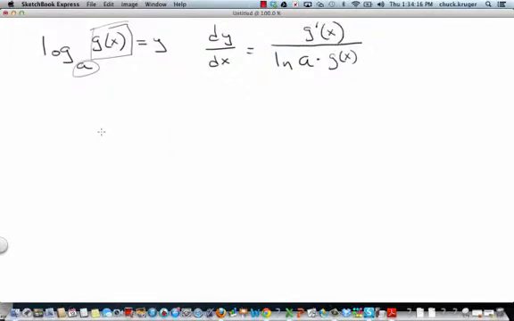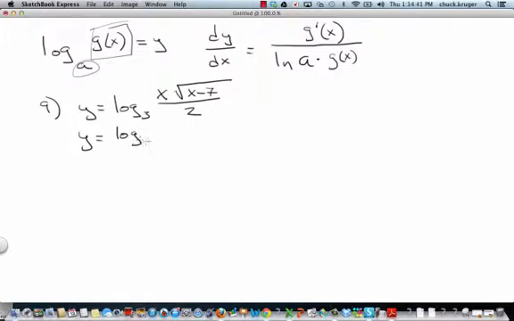So if I take a look at the next problem, number 9, I have y equals the log base 3 of x times the square root of x minus 7 over 2. Well, that's pretty complicated, so I'm going to use my log properties to break this apart a little bit. I have the log base 3 of x plus 1/2 the log base 3 of x minus 7 minus the log base 3 of 2.